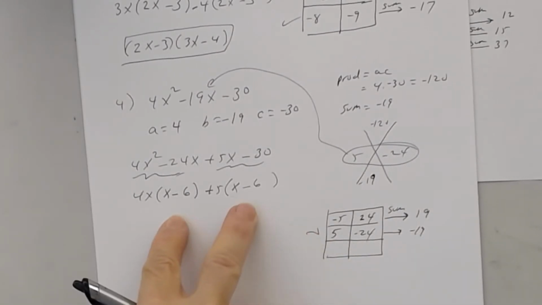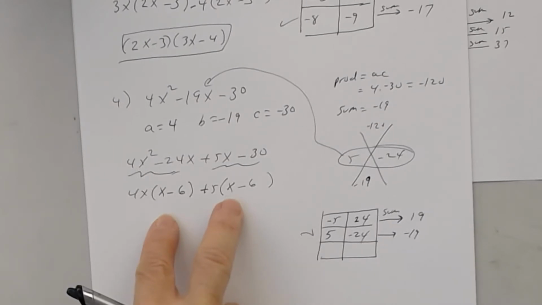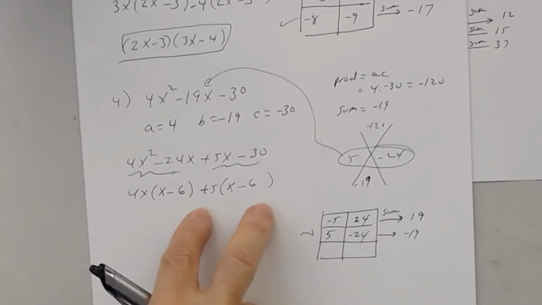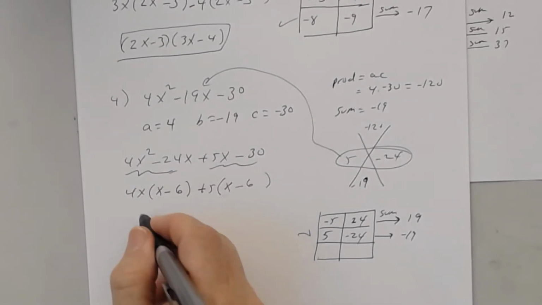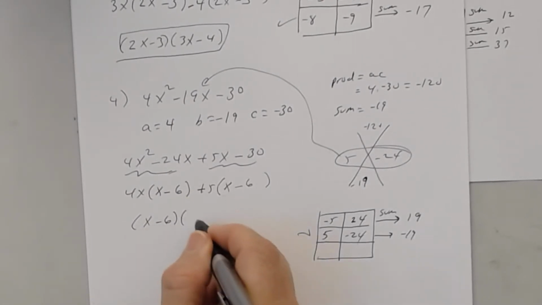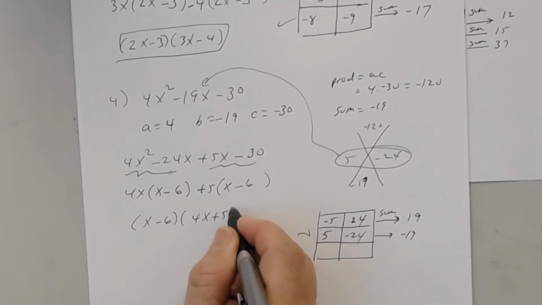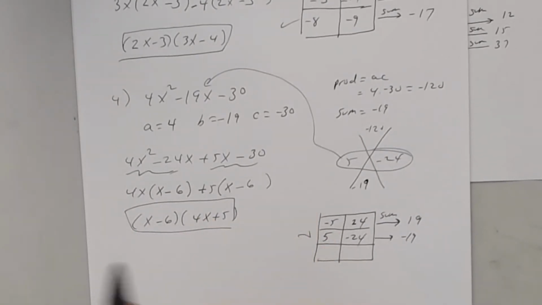Those two parentheses better be the same. And they are. So then that means you can factor out what they have in common, which is x minus 6. And what's the answer? Yep. So there's your answer. Okay?